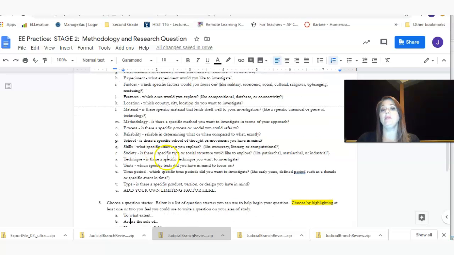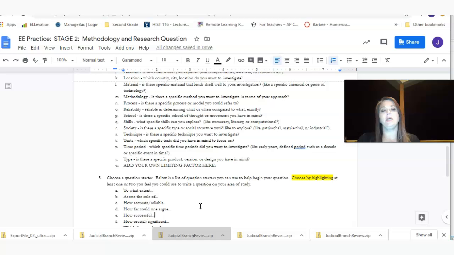Once you've decided on those, and there's a lot to do here, you can even add your own limiting factor. Now these are coming directly from the extended essay booklet from IB, but if you don't think there's something in there that you wanted to do and there's something else you wanted to add, do that on choice W right here to add your own limiting factor.